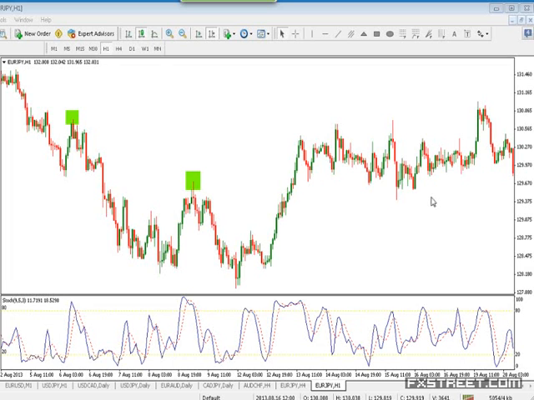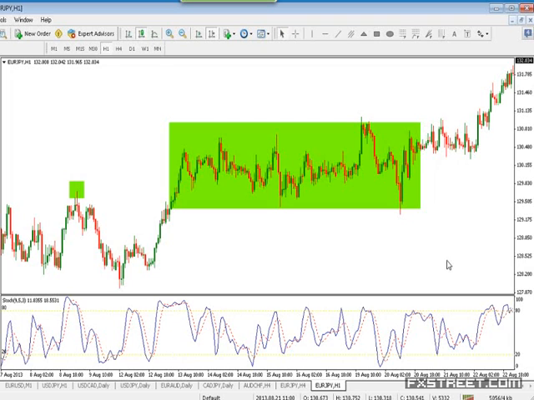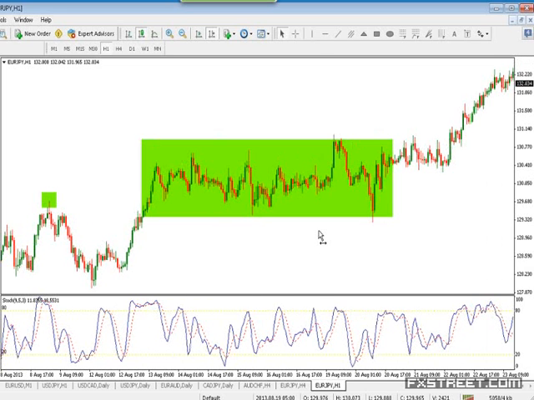Let's have a look at this particular situation. Now, I would definitely classify this as a range bound price. Right? The price is between a value of a resistance and a support, just bouncing between the two. Now, this is the place where your stochastic or any oscillator would be quite effective.